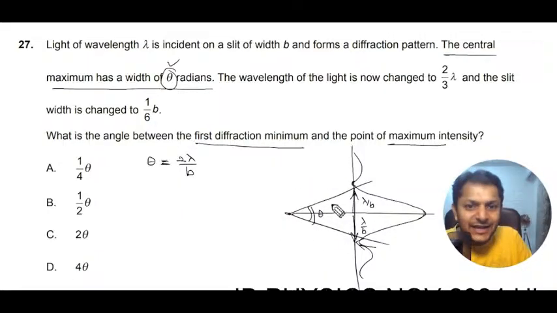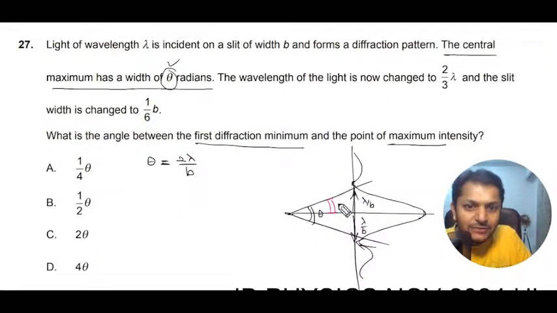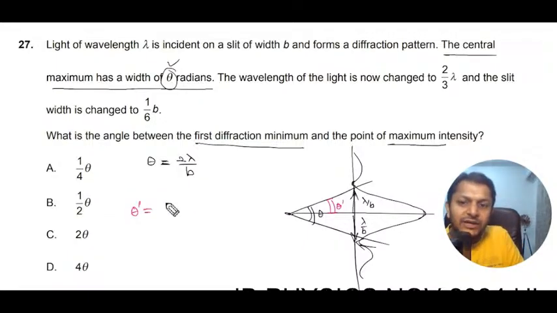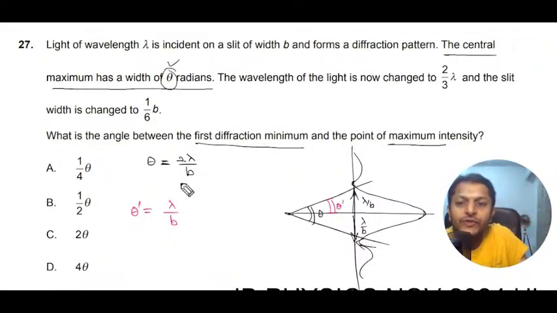Instead, he is referring to only this theta. That's the tricky part, isn't it? Another trick that they are trying to play here. I'm just calling this theta dash. So theta dash value, according to us, it will be lambda by b, isn't it? Like it should be lambda by b. Lambda will be the new wavelength. You can call it lambda dash and b dash.